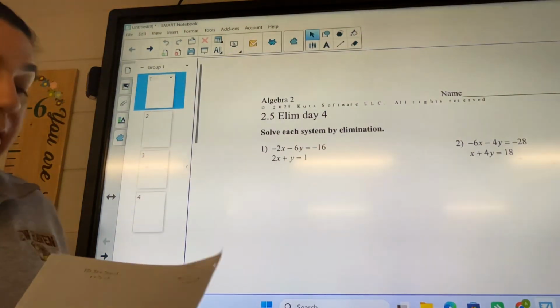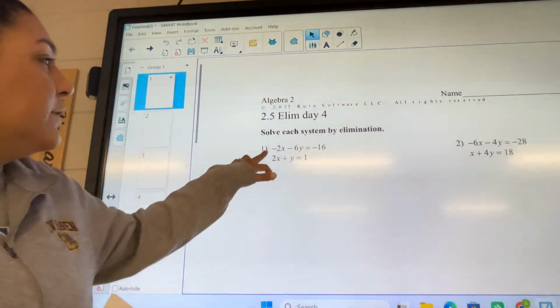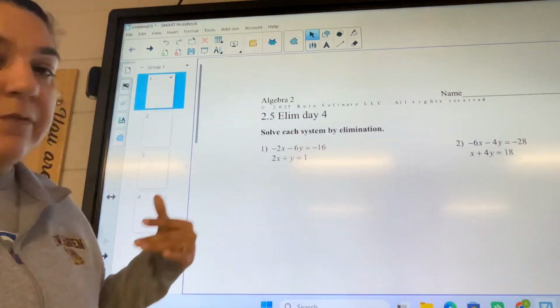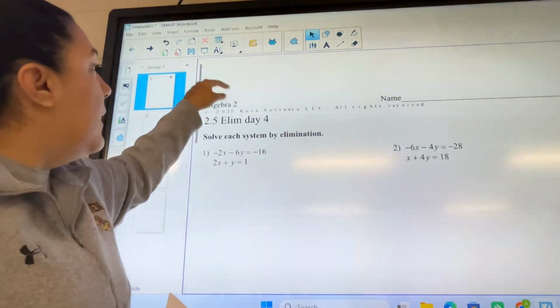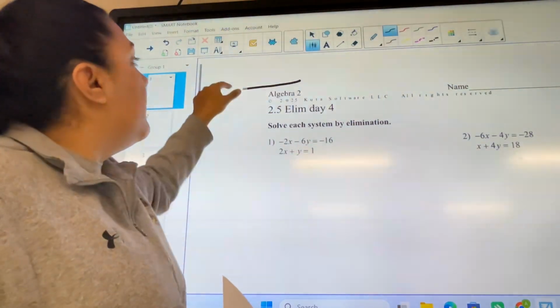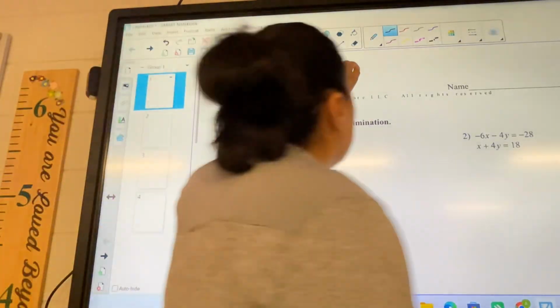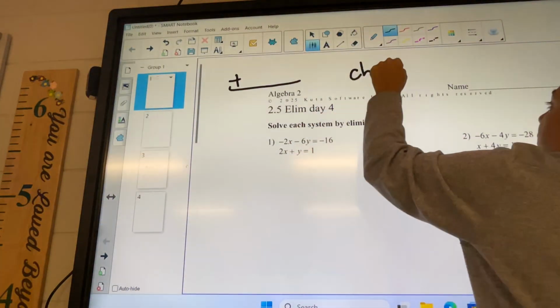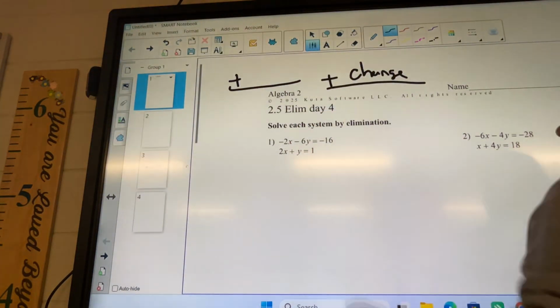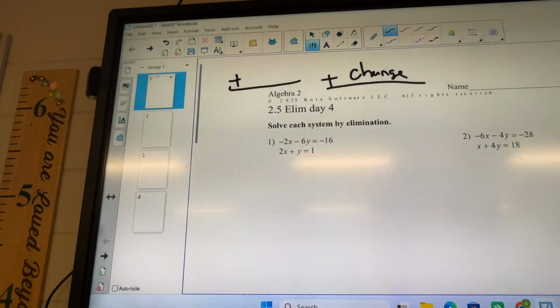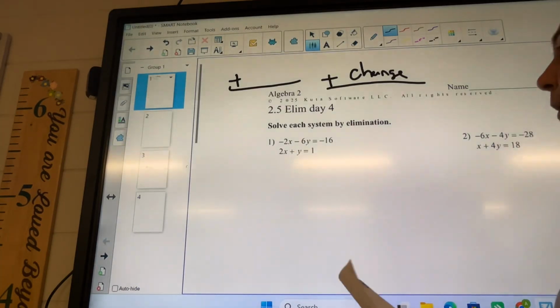And so you definitely need to pay attention to whether the sign is the same or if the sign is different, okay? If we're just going to add them together, or do we need to change all the signs on the second row and then add them together, okay? And so that's going to be kind of the difference between the problems, okay?